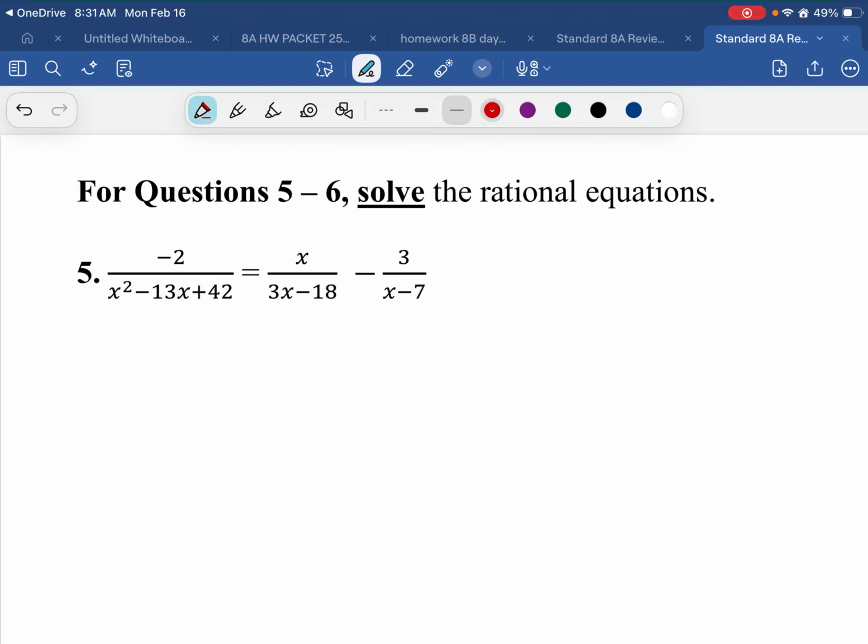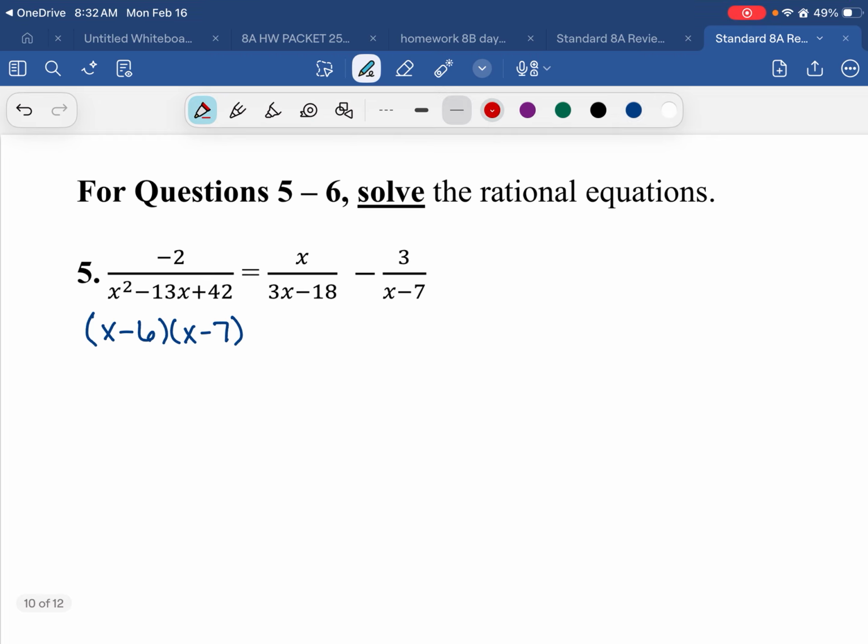So on this solve question, we're going to have to do a little bit more work. On this question, we are going to have to factor before we go find LCDs. So on my first fraction, the factors of 42 that get me negative 13 are going to be an x minus 6 and an x minus 7. And to double check, those multiply together to get 42, and those add together to give me negative 13.